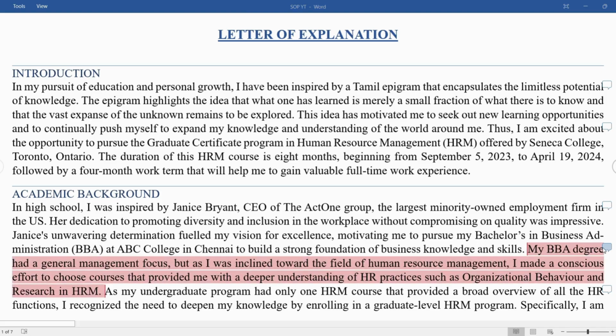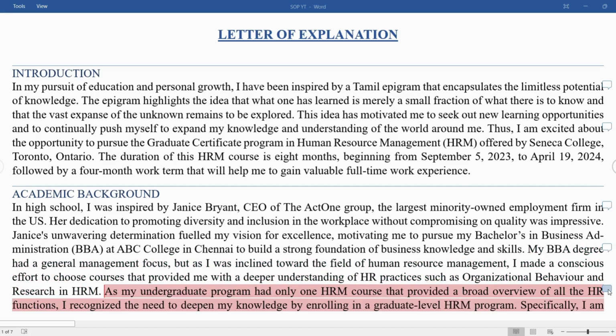After that, I linked my bachelor's degree to the postgrad certificate which I applied for in Canada, which is human resource management. After which I gave them why I chose this specific program.